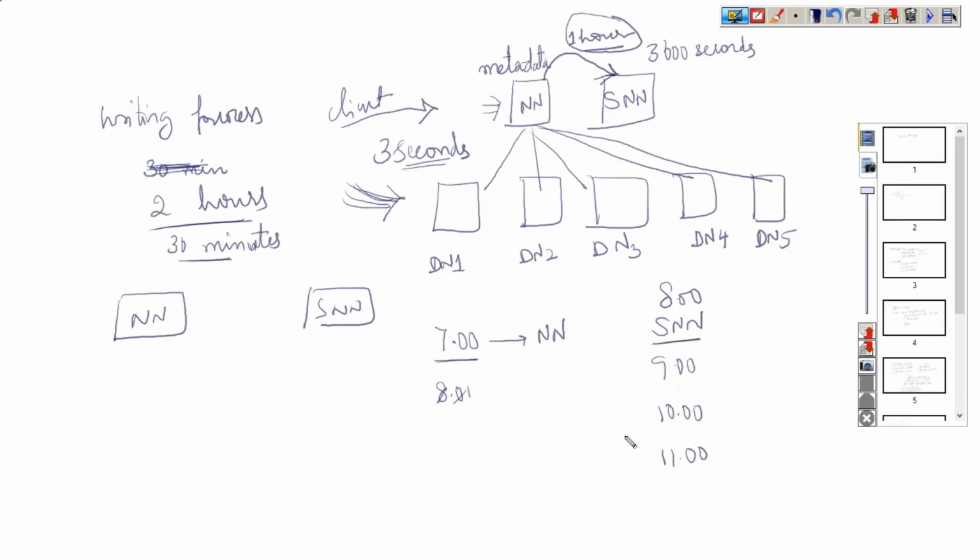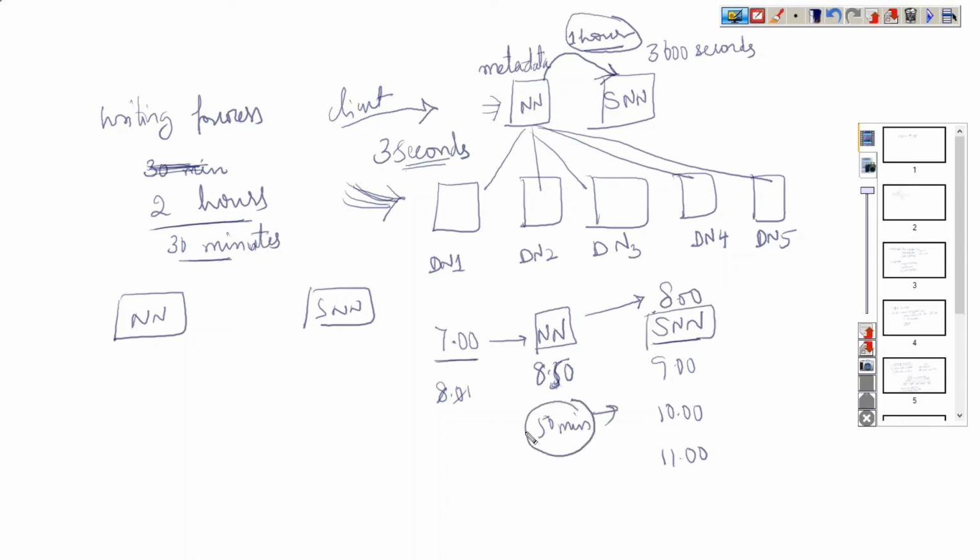Got it? Now let's say around 8:50 this name node is down. What will happen? What data are we going to lose, the entire data or only part of the data? Up to 8 o'clock we already have the backup, but the secondary name node does not have the information from 8 to 8:50. So that gap, that 50 minutes of data, we are going to lose.